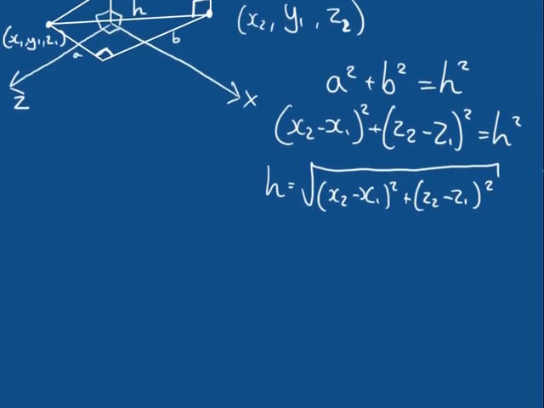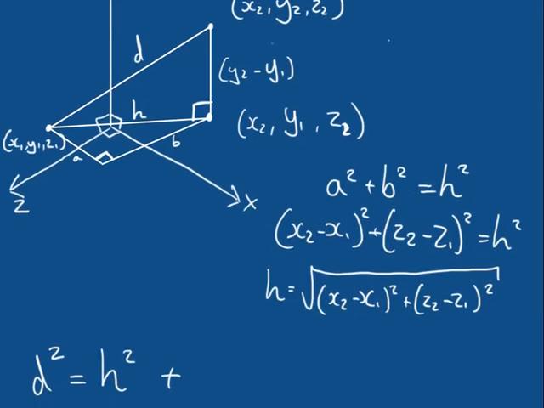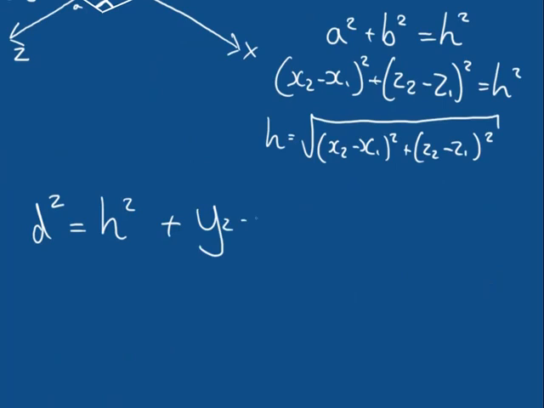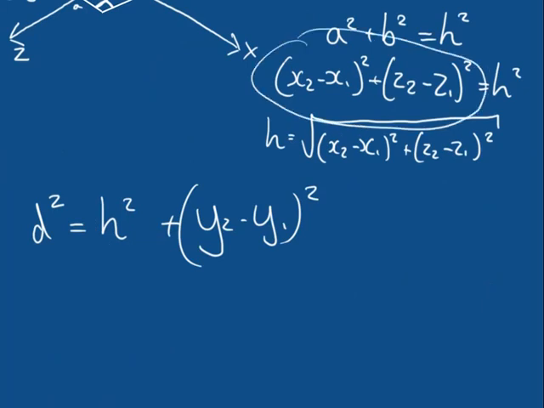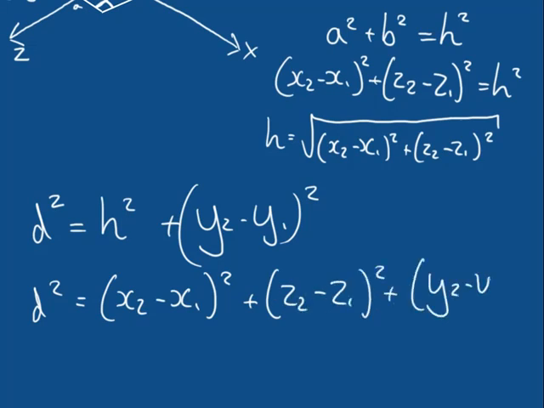So let's scroll down just a bit. We know that d is going to be equal to, or let's just write this as d squared to begin with, is going to be equal to h squared plus (y2 minus y1) squared. So y2 minus y1, all of that squared. And what is h squared? h squared is this, (x2 minus x1) squared plus (z2 minus z1) squared. So d squared is equal to (x2 minus x1) squared plus (z2 minus z1) squared plus (y2 minus y1) squared.